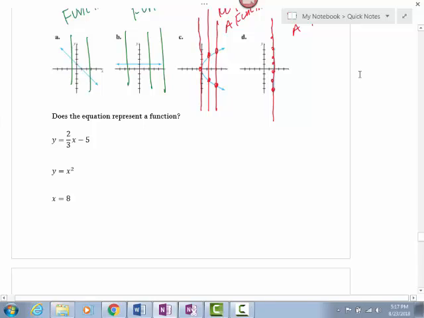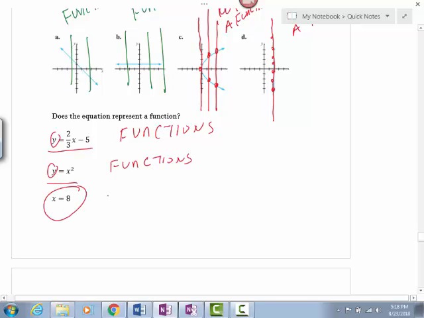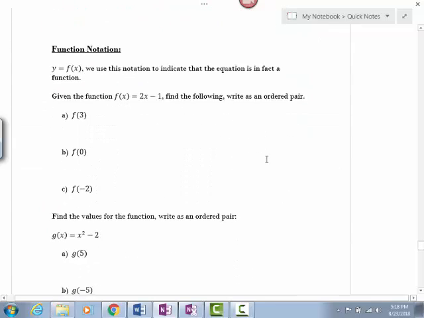Okay. The next part here says, does the equation represent a function? The easy way to figure this out, if you look at the first two problems here, those equations also have the letter y. So those are in fact functions. Okay. This one does not have the letter y. So it's not a function. Okay. All right.